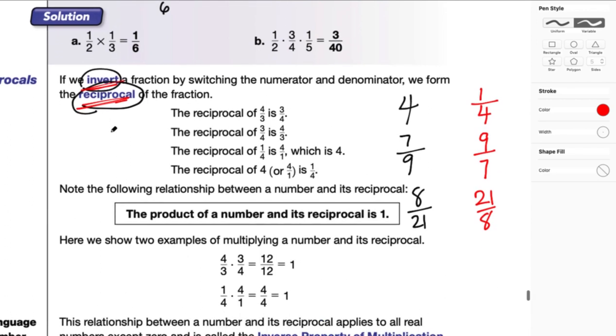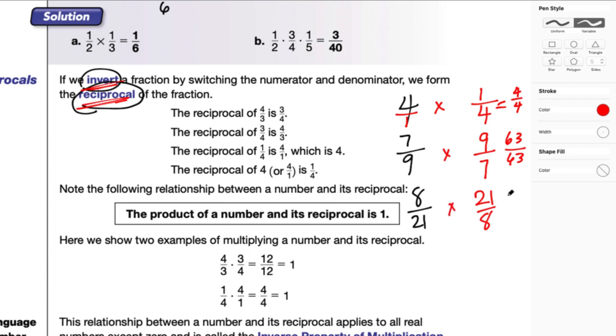The thing about the reciprocal is if you take these two numbers and multiply them together, the product of a number and its reciprocal is always 1. So let's think about that. If I were to multiply 4/1 times 1/4, I'd get 4/4, which is 1. The same thing would happen for each of these. 7 times 9 is 63. 9 times 7 is 63. That's 1. The product of a number and its reciprocal is always 1.